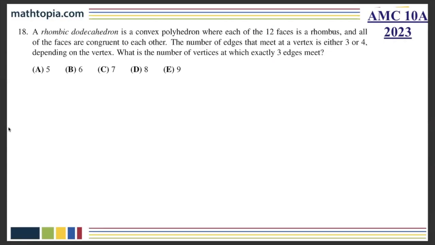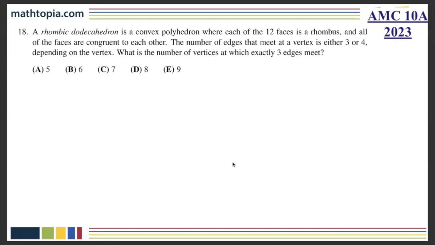A rhombic dodecahedron is a convex polyhedron where each of the 12 faces is a rhombus, and all of the faces are congruent to each other. The number of edges that meet at a vertex is either 3 or 4, depending on the vertex. What is the number of vertices at which exactly three edges meet?